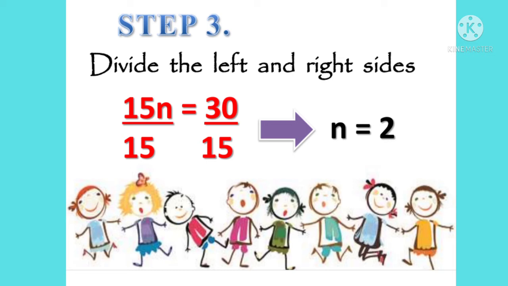15 divided by 15 and 30 should also be divided by 15. Then cancel 15 divided by 15, then n remains. Now divide 30 by 15 and the answer is 2. That means the value of n is 2.